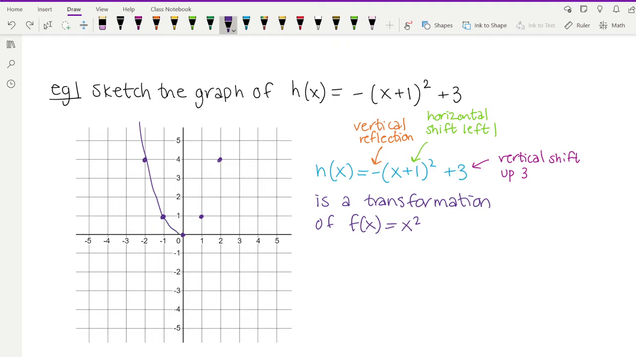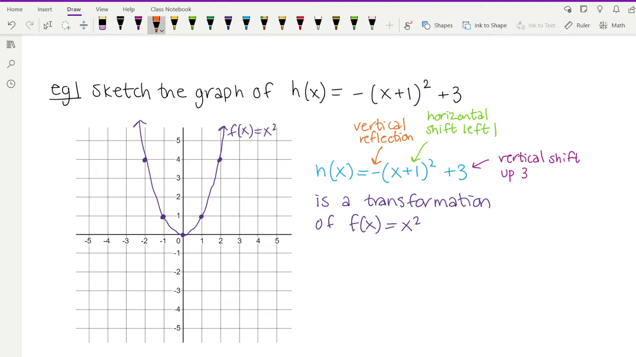So here is the graph of f of x is equal to x squared. Now there is one thing we need to keep in mind when we do these transformations, which is that there is kind of an order of operations.